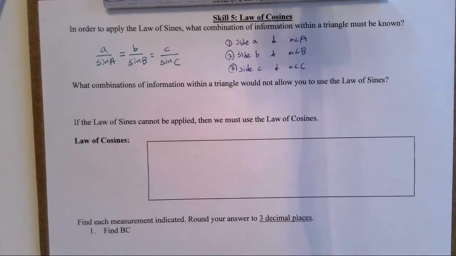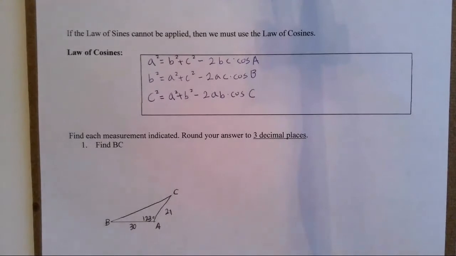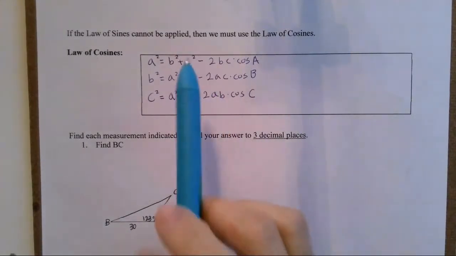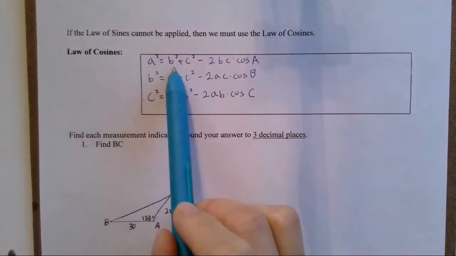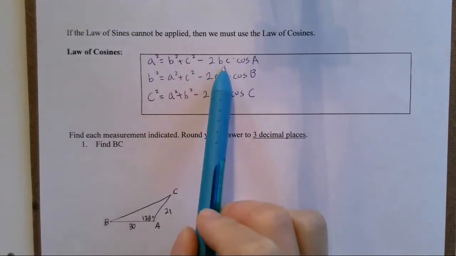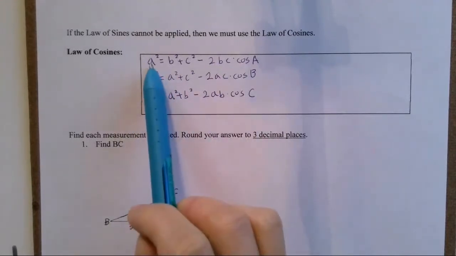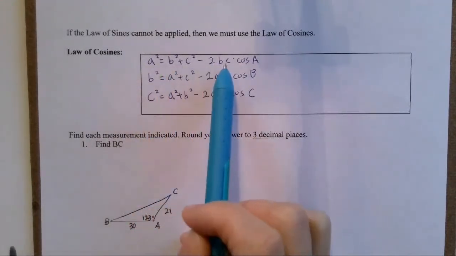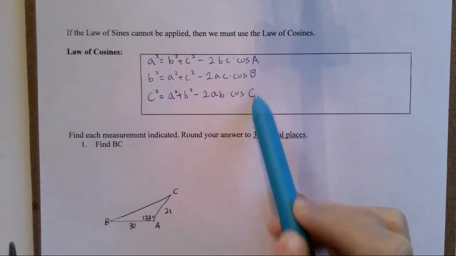Well, if you don't have that, we can use the law of cosines. I'm going to write down what those are, and in fact, I'm going to pause the video and then let's talk about that. Okay, so this is how law of cosines goes. You have three options, and all of those are law of cosines. So a squared equals b squared plus c squared minus 2 times b times c times cosine of angle A. What you have to remember is that the lowercase a, b, and c are the sides of the triangle, and the capitals are the angle measures.